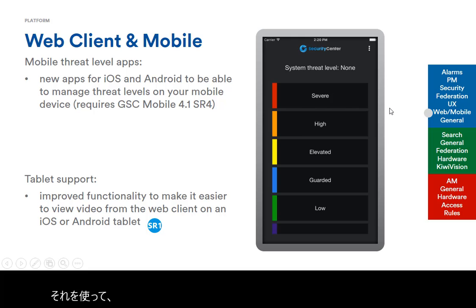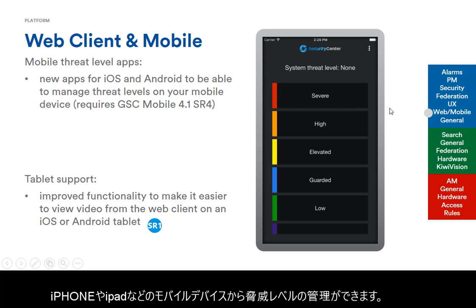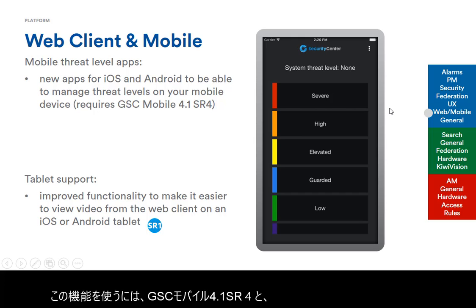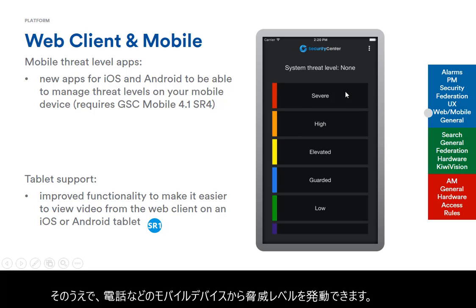And we can manage the threat levels using your phone or your iPad or whatever mobile device you're using. You do need to have GSC Mobile 4.1 SR4, and then you can just download the app, and once you load it, you can go in and change the threat level right from your phone.